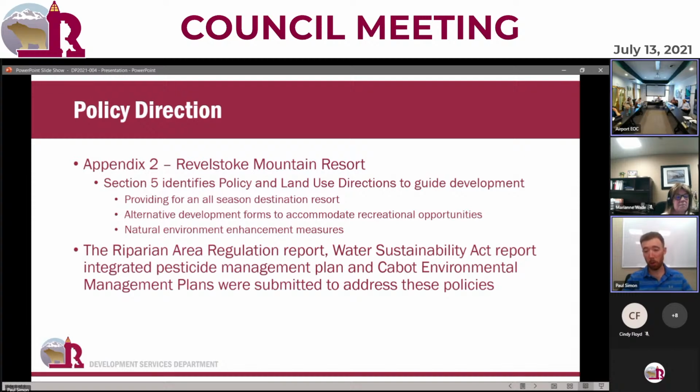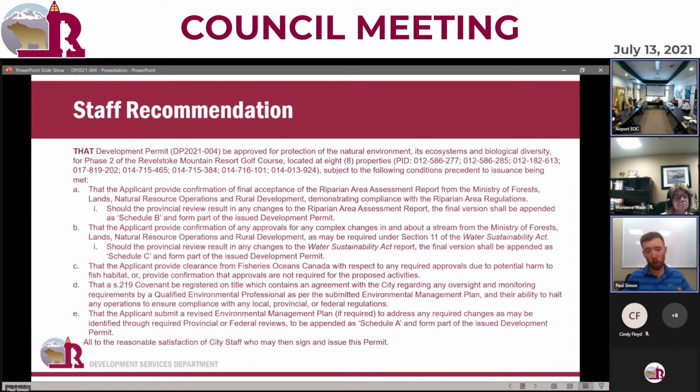So all these ultimately form the appendices within the development permit to give the city, our qualified third-party environmental reviewer, as well as the province, the comfort that these policies will be adhered to as construction of the golf course does continue and ultimately commence. So again, to conclude with the staff recommendation, we are recommending to approve the development permit, but very, very key is that we have the conditions precedent to issuance being met, that the approval from the province for the riparian area protection regulation report be provided, and that final approved report would be appended into the development permit.